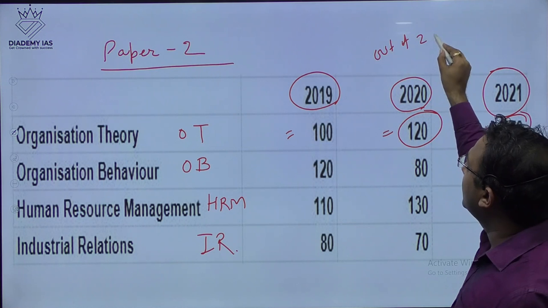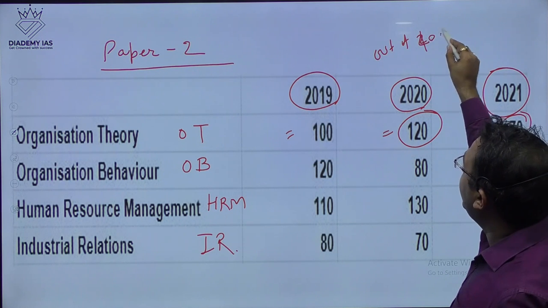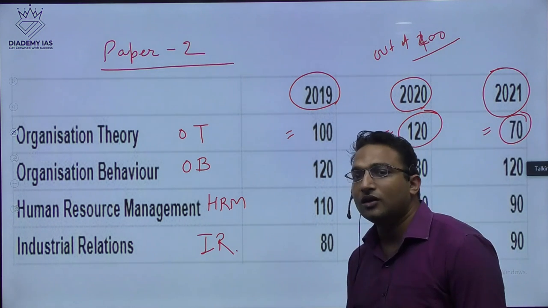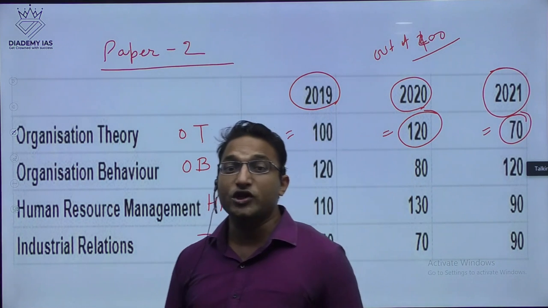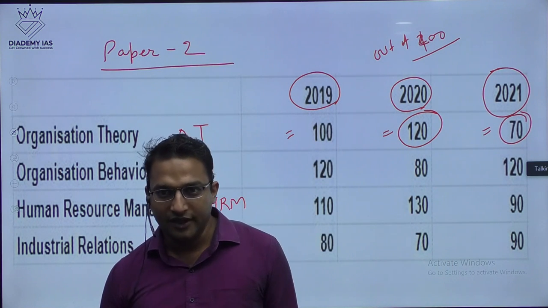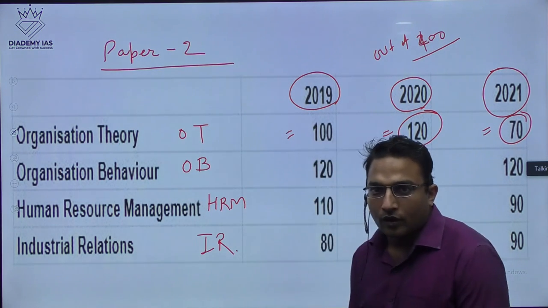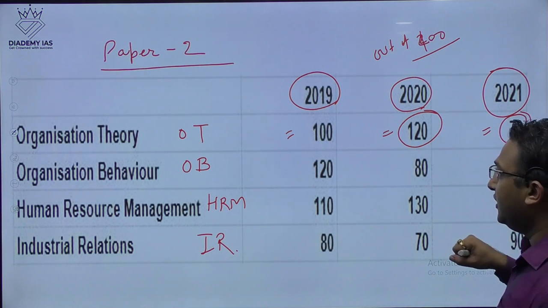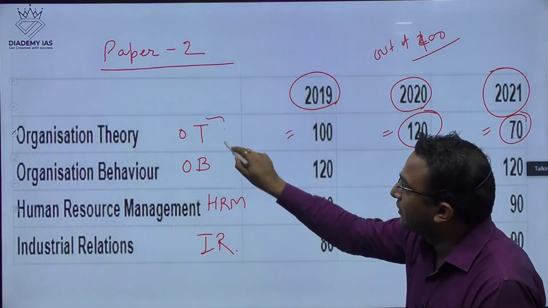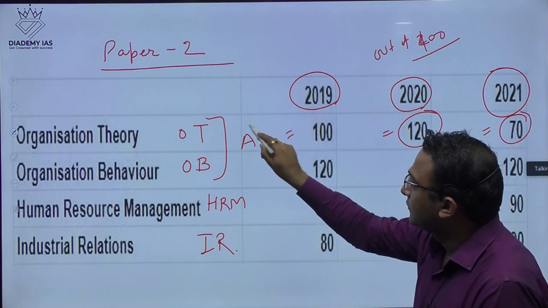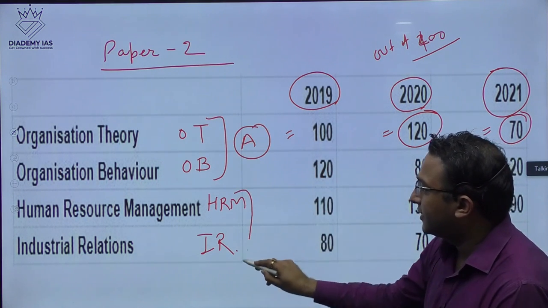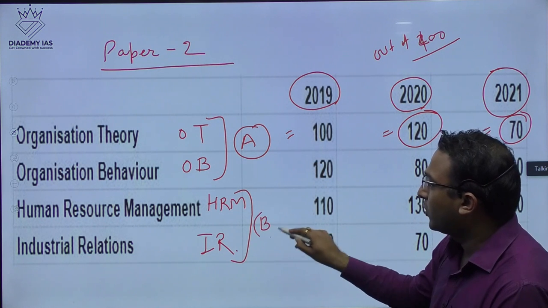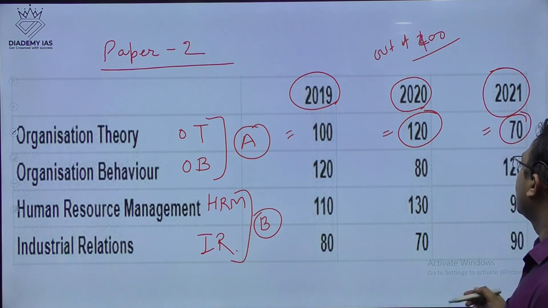Okay, we are including the optional questions also. We are also including the choice based questions, right? So 120, it is very, very important. In fact, in Section A, OT is very, very important, right? In Section B, they will not ask you OT, right?